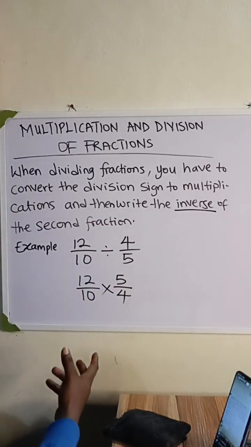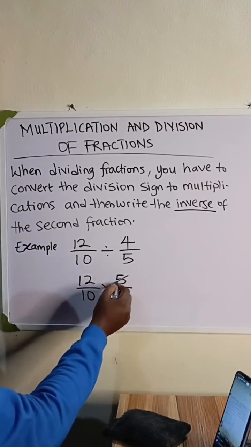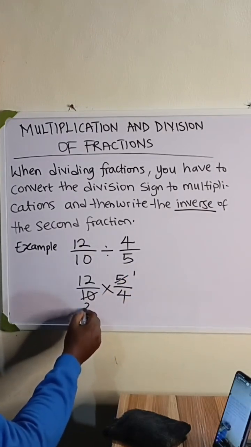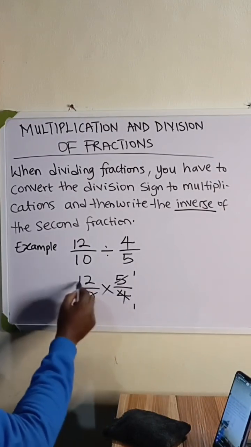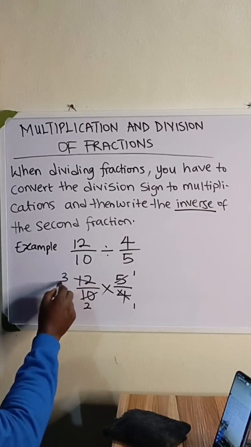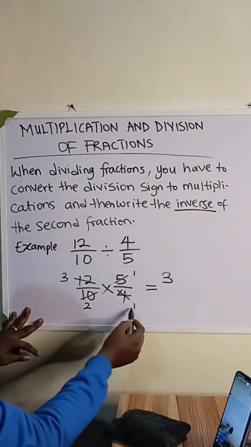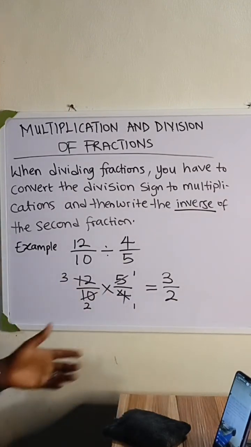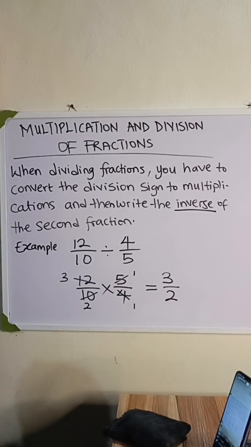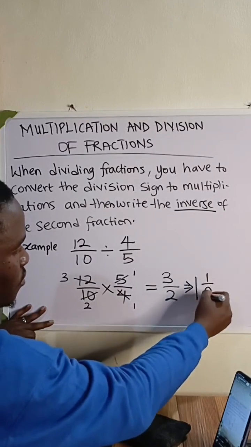So we can easily break this down. 5 can divide both 5 and 10. So 5 divided by 5, 1. 10 divided by 5, 2. 4 can divide both 4 and 12. So 4 divided by 4, 1. 12 divided by 4, 3. So now we have 3 times 1, 3, all over 2 times 1, 2. So we can see that this is an improper fraction, which we can convert to a mixed number. So that gives us 1 whole number, 1 over 2.